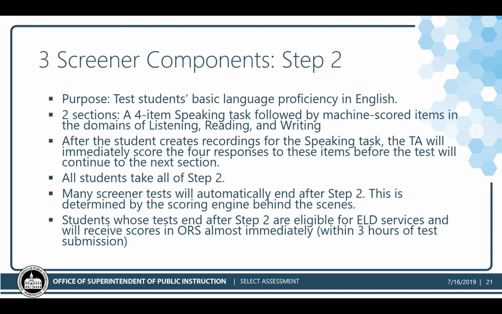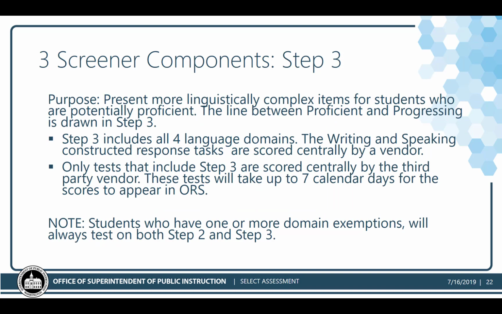Many students' tests will end after Step 2. Whether a student continues to Step 3 is a computer-generated determination. Step 3. This portion of the assessment is only for students whose responses in Step 2 put them on a trajectory to be proficient. Step 3 includes 4 language domains and is scored centrally by a vendor. Scores for these students will include hand-scored items, and score reports will take up to 7 days to appear in ORS.